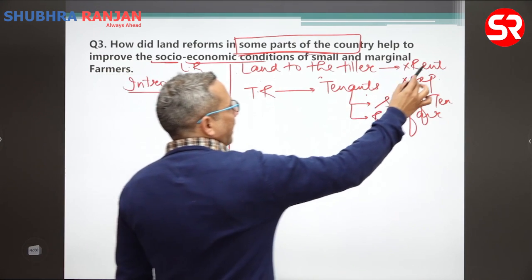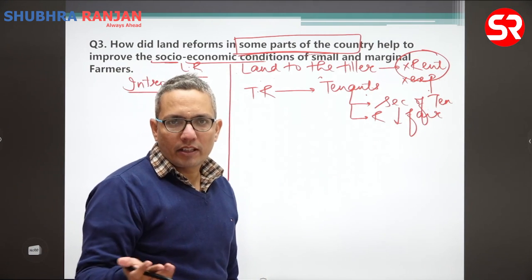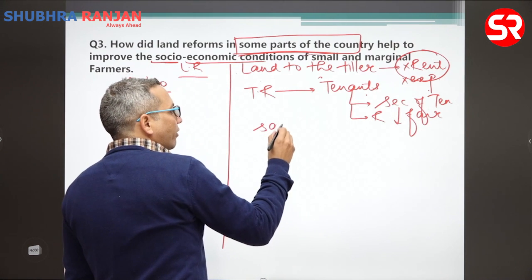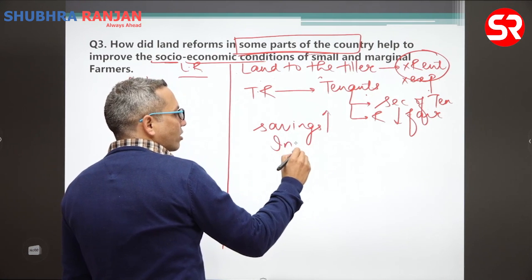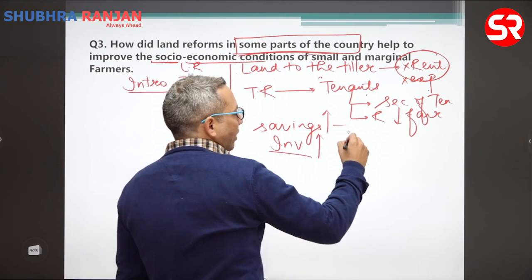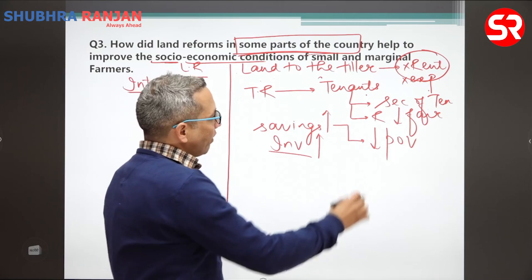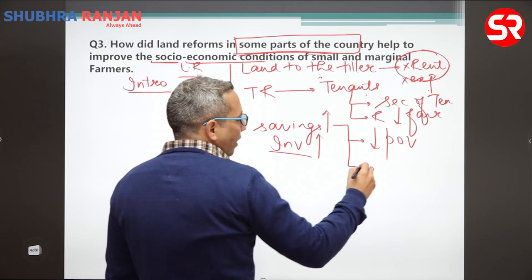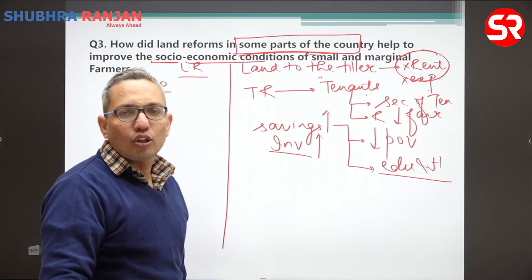Moreover, first of all, the tillers were made the owners. Second, if there was a tenant, as the rent was brought down, obviously it increased the savings of small and marginal farmers. As the savings increased, the investment in agriculture also increased. As savings increased, it reduced poverty. As it reduced poverty, the poor people of the villages had more money to spend on education and health. Hence, their social condition also improved.